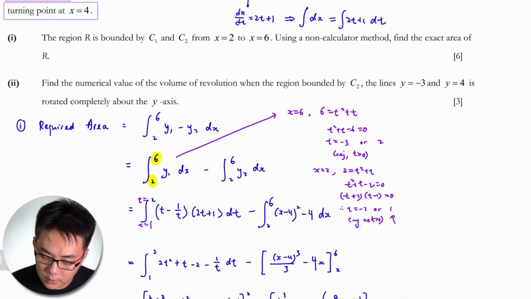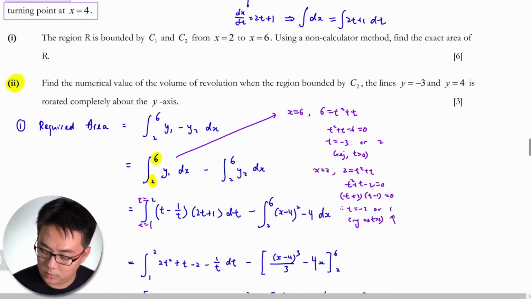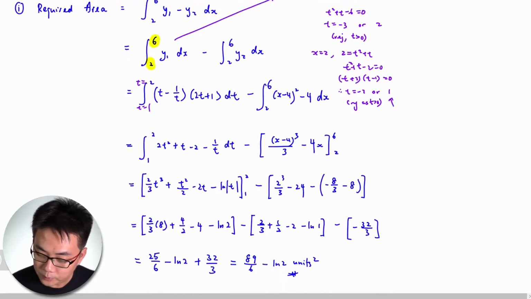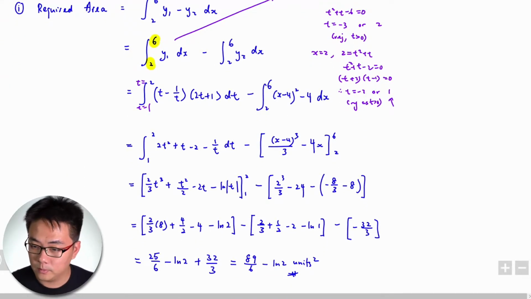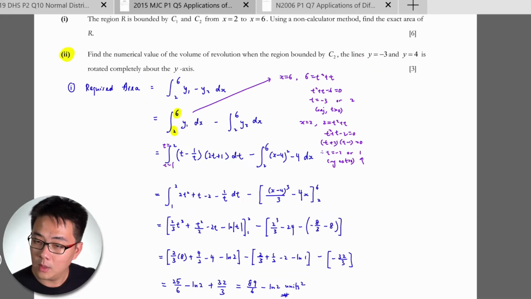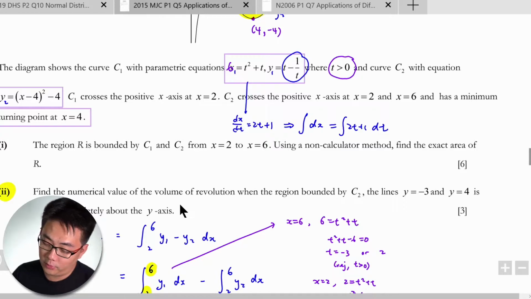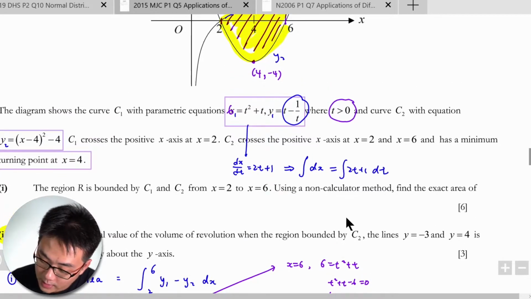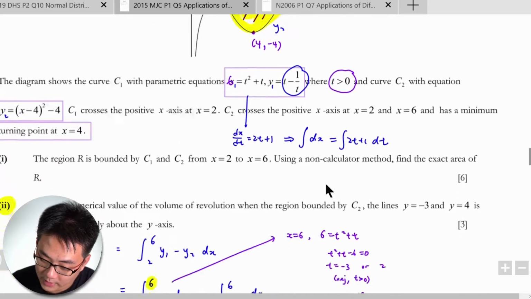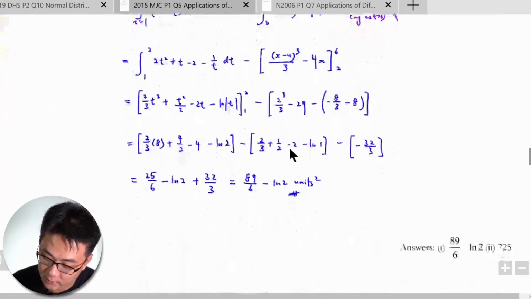The one which is the problem, I think, will be part 2. We need to look at part 2. How do you do part 2? Okay, so let's look at part 2. Part 2 will be find a numerical value of volume of revolution region bounded by C2 and the line y = -3 and y = 4 rotated completely about the y-axis. So this is a y-axis revolution.